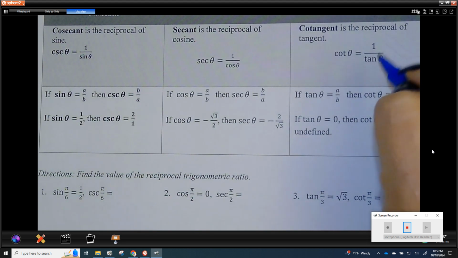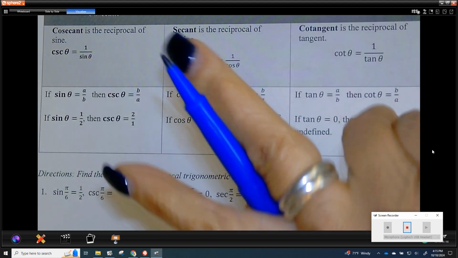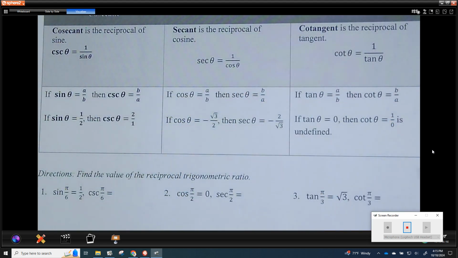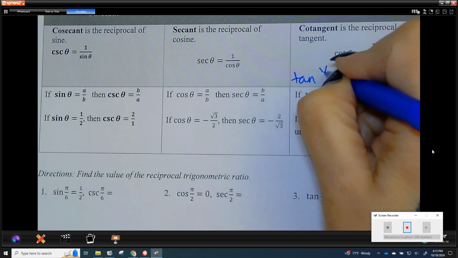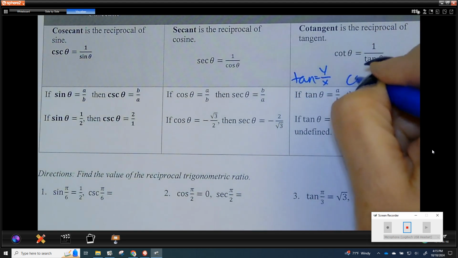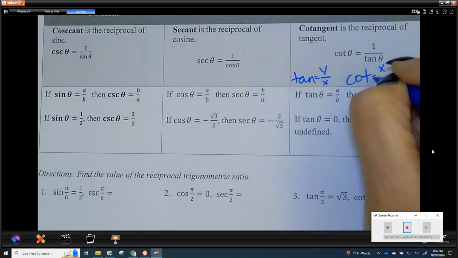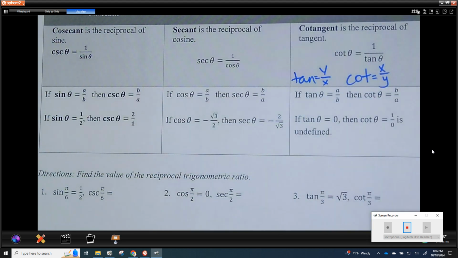The only one that's taking the reciprocal but it's a little straightforward is tangent and cotangent. So tangent is y over x. So cotangent is x over y. So you could just divide them and not necessarily have to find the reciprocal.